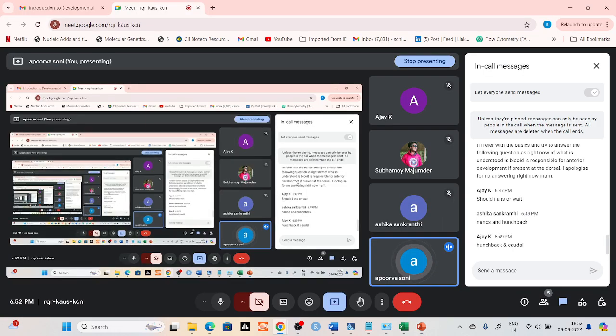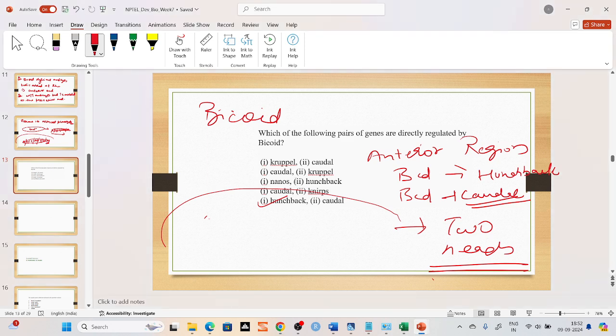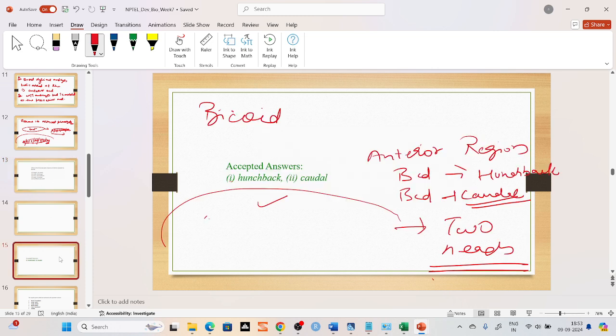Ashika, you have answered one very correctly, that is hunchback. According to your understanding, I think you have tried to answer it nicely. You just need to understand that if caudal mRNA tries to enter the anterior region, it cannot translate itself because of the bicoid protein. Bicoid does not allow the translation of caudal mRNA by binding to the 3' UTR of the caudal mRNA. Okay. Now we come to the next question.